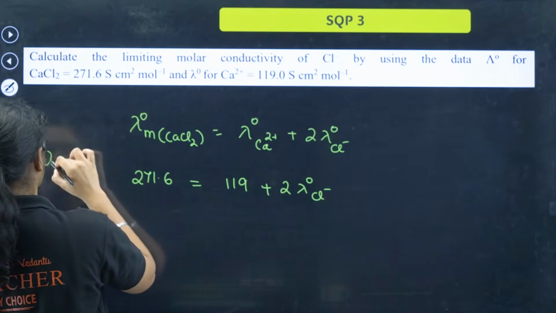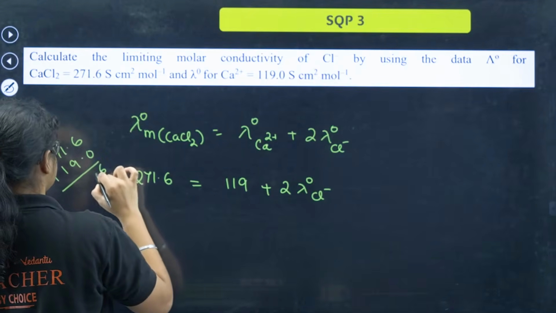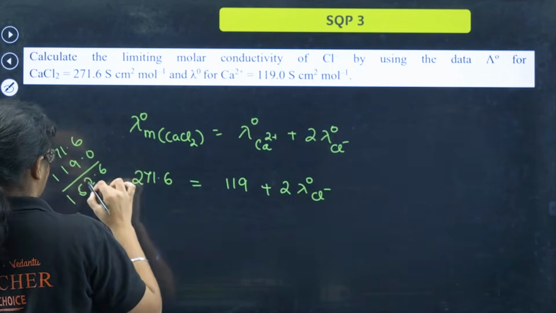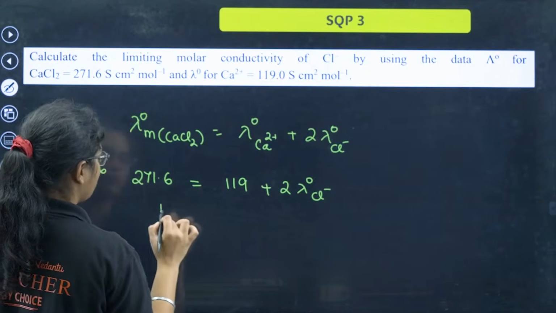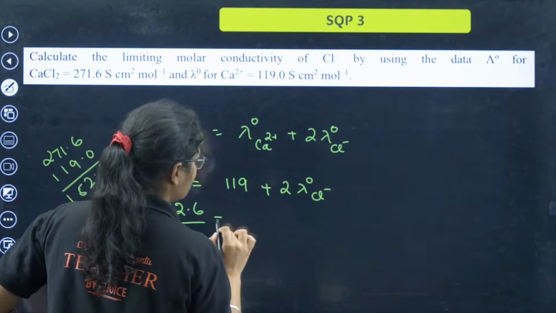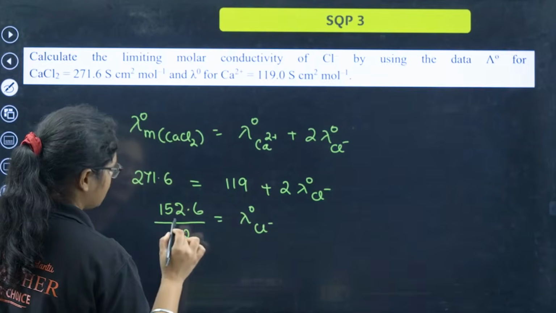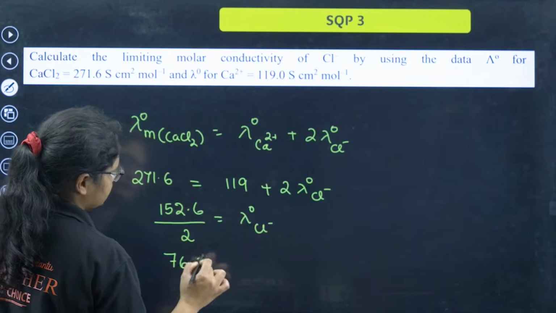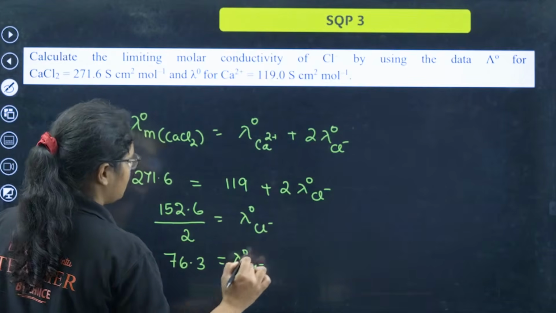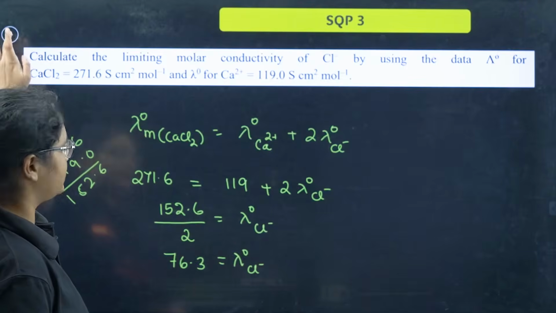Now 271.6 minus 119, that will give me 152.6, divided by 2 into Cl minus. So 2 sevens are 14, and then we have 76.3, right? Yes, 76.3 will be the molar conductivity of Cl minus ions. That is what we have to calculate.